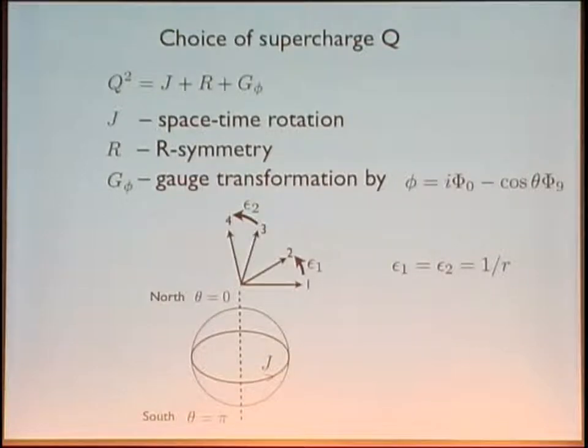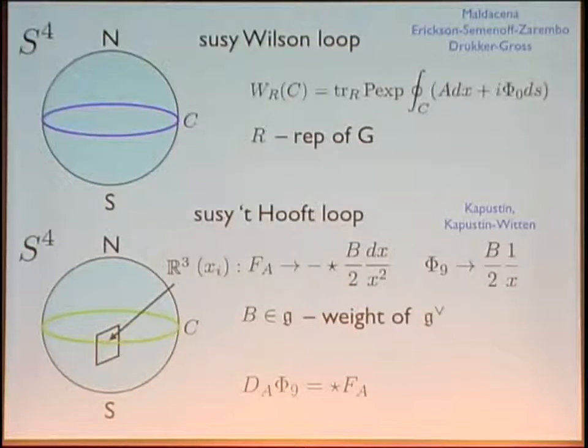And if we look at that transformation around the North Pole, that would be a rotation of the tangent R4. We'll relate that later to the theory in the omega background, in which case the parameterization is just the angular velocities of the rotation in the 1-2 plane and 3-4 plane. So our geometry relates to the geometry of theories in omega background by setting epsilon 1 and epsilon 2 equal to the inverse radius of the four-sphere. So now the Wilson and 't Hooft loop operators are placed on the equator of that four-sphere.